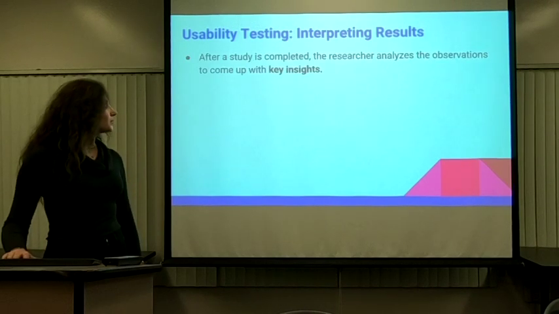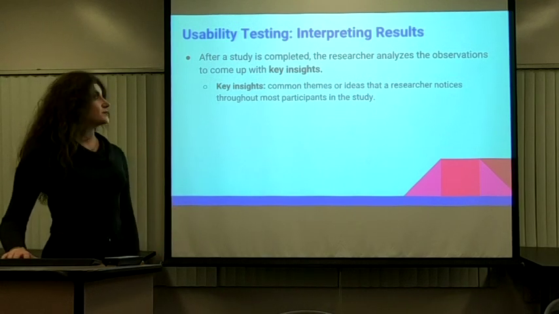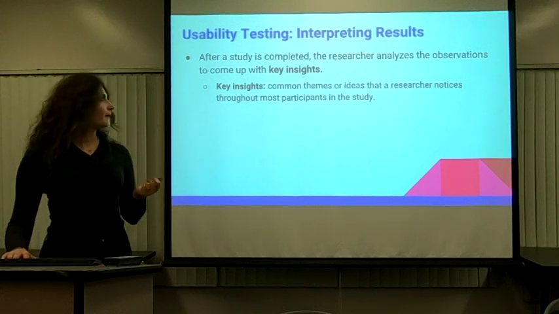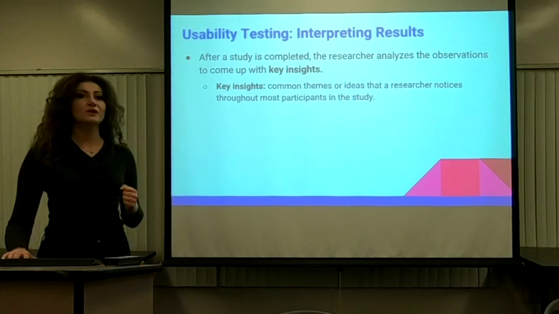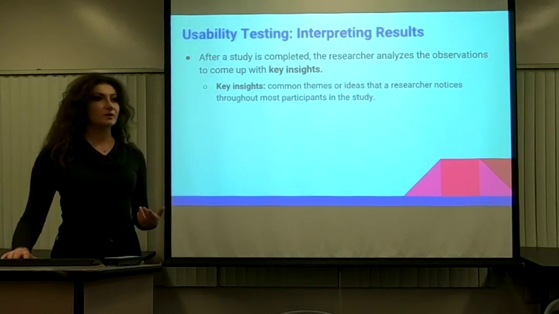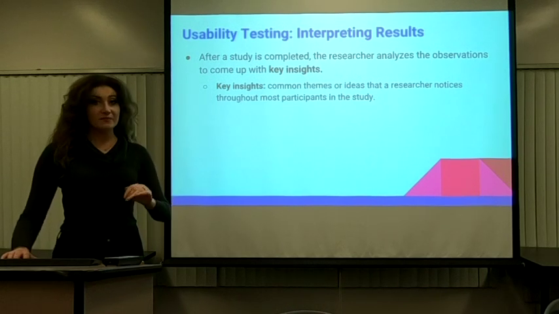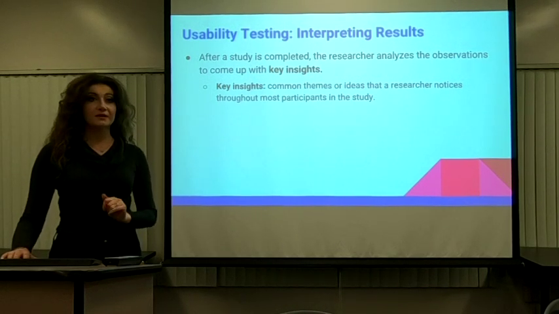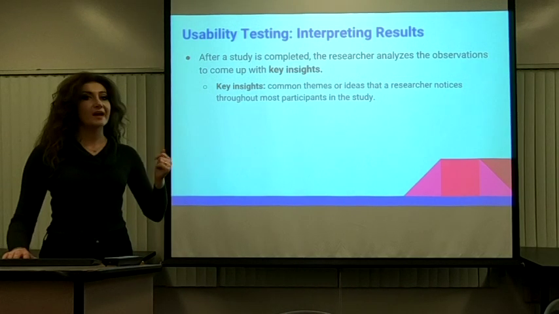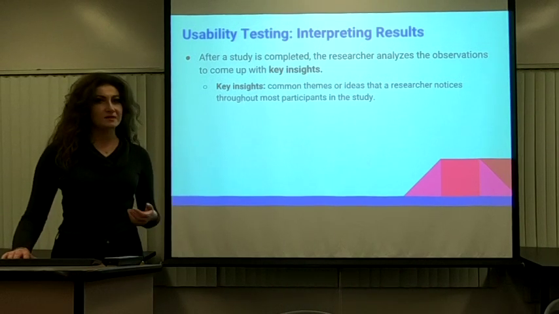Now in terms of interpreting results. So after a study is completed, the researcher will then analyze the observations to come up with what we call key insights. Key insights are common themes or ideas that a researcher notices throughout a majority of the participants in the study. So, for example, going back to our logging into an app experience. If everybody or most of the participants clear across the board were confused where the login button was, that could be a key insight. If it was just 1 or 2 people, that's not necessarily considered a key insight.